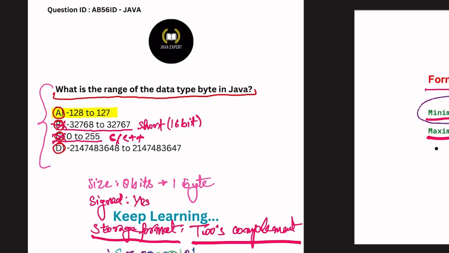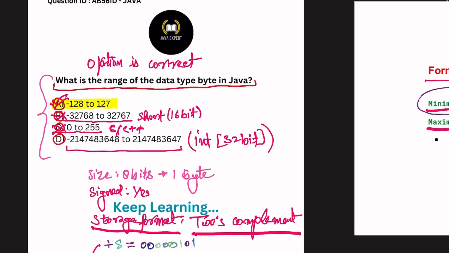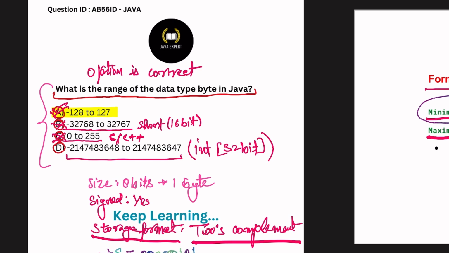Okay, let's check option D. Option D is the range of int, 32-bit. This is the range for that. So only one option is correct, that is option A. Let me write. Option A is correct. Okay, now we know which option is correct.